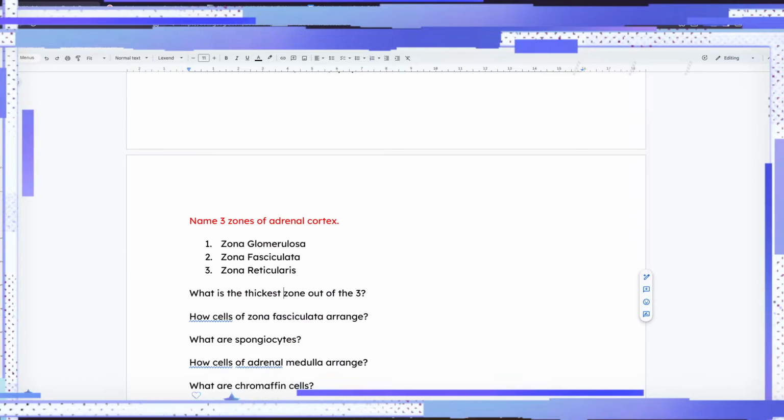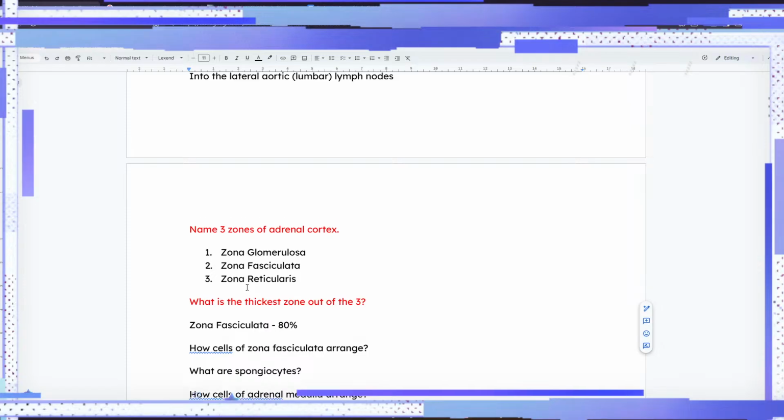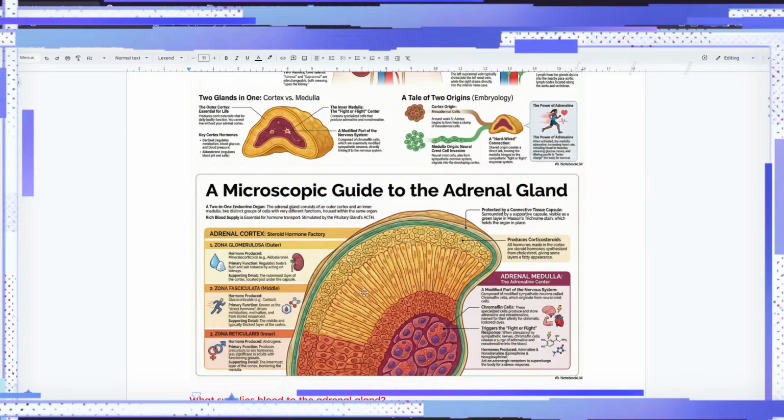So what's the thickest zone? It is the zona fasciculata, right? So zona fasciculata, 80%. It is the zona fasciculata, 80%. Look at that. That's a thick boy right there, isn't it?